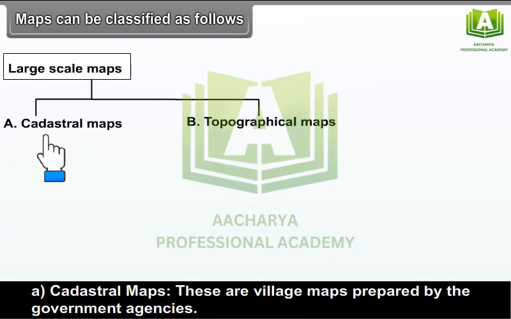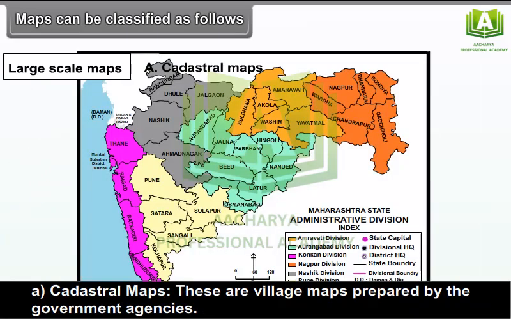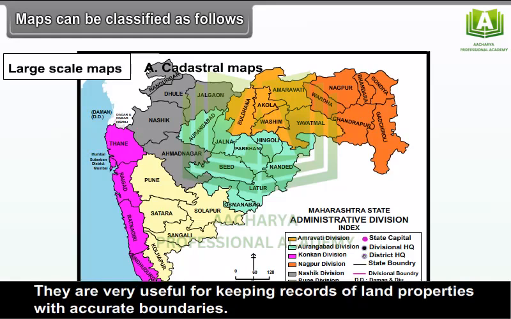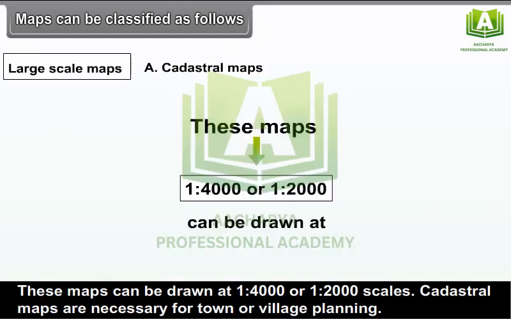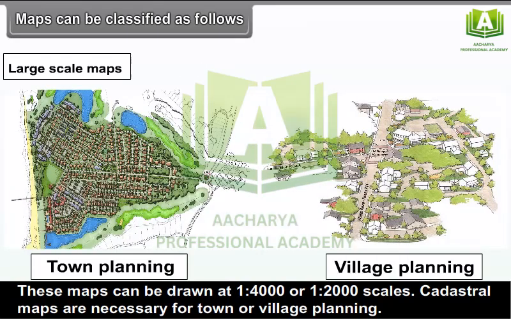A. Cadastral maps. These are village maps prepared by the government agencies. They are very useful for keeping records of land properties with accurate boundaries. These maps can be drawn at 1:4000 or 1:2000 scales. Cadastral maps are necessary for town or village planning.